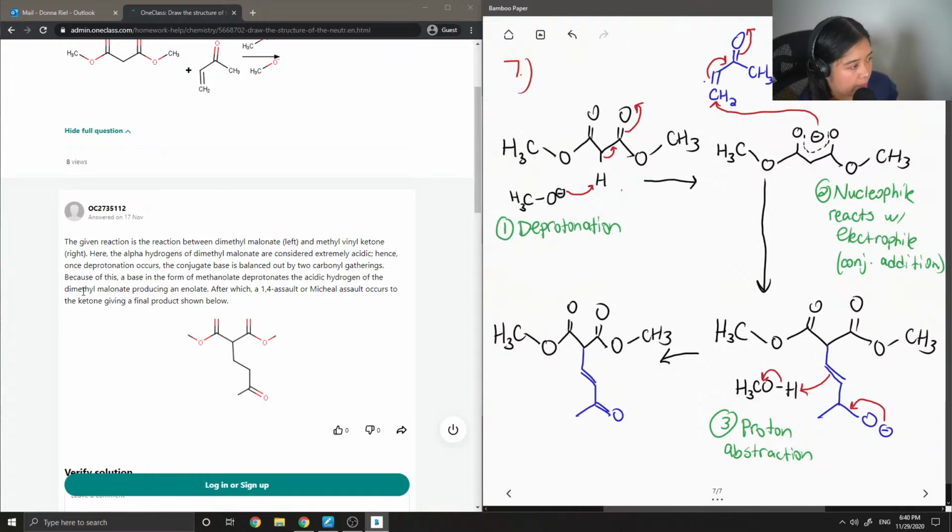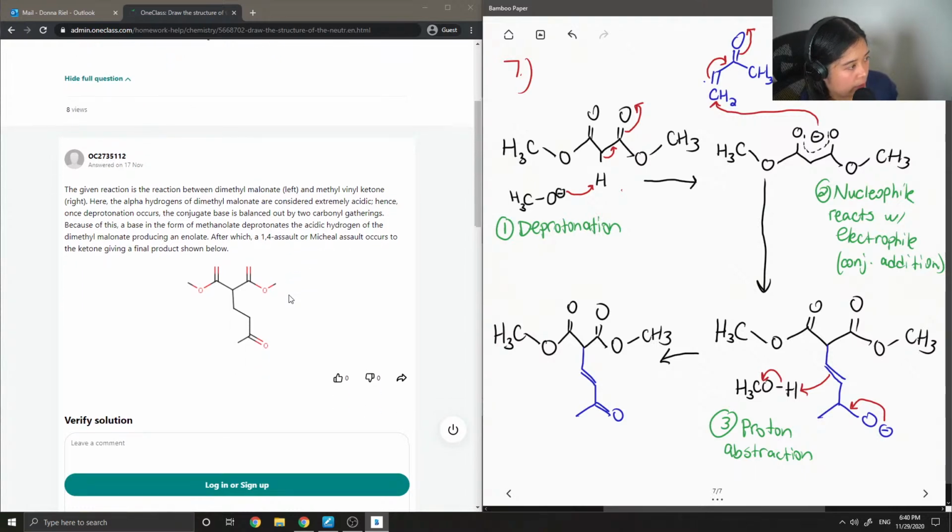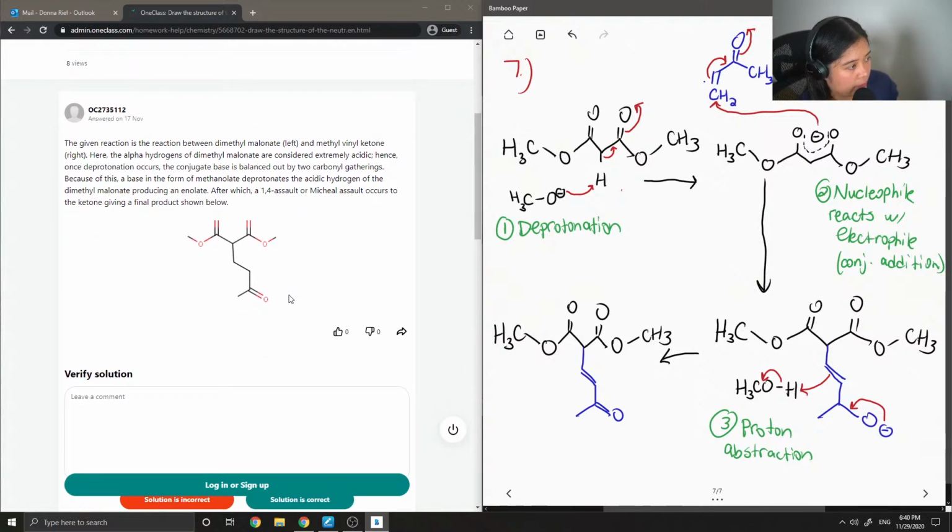Because of this, a base in the form of methanolate deprotonates the acidic hydrogen of the dimethylmalonate, producing an enolate. After which a 1,4 attack or Michael attack occurs to the ketone, giving a final product shown below.